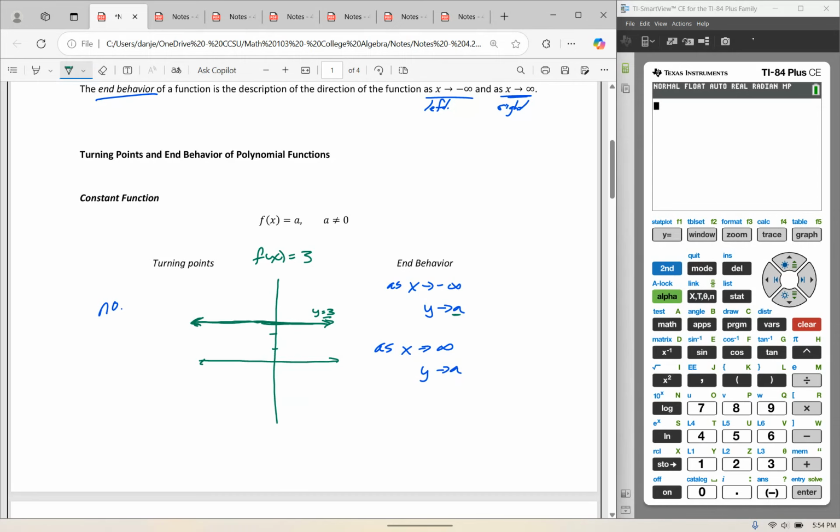So notice that whether x goes farther and farther to the left, or farther and farther to the right, y is approaching 3. So as x goes farther and farther to the left, as x approaches negative infinity, y is going to be approaching a. As we go toward positive infinity, y is approaching a. Okay, so that's a quick look at a constant function.